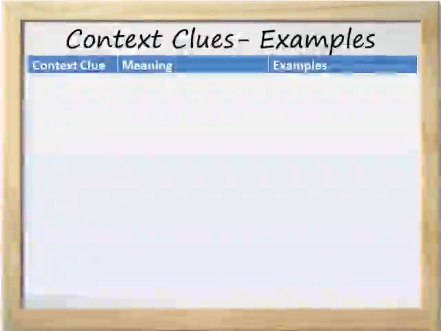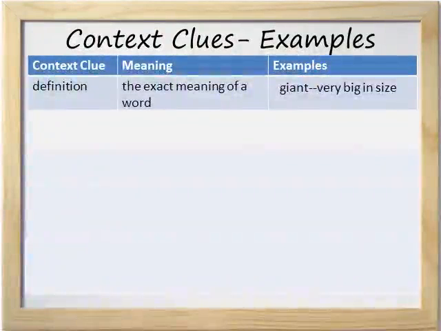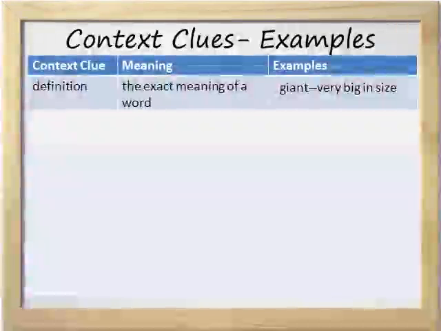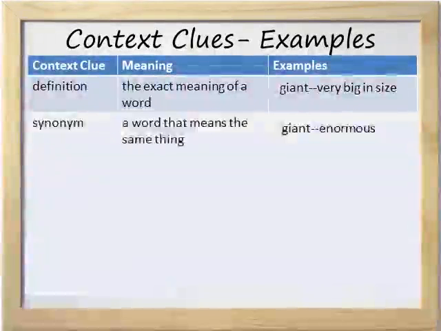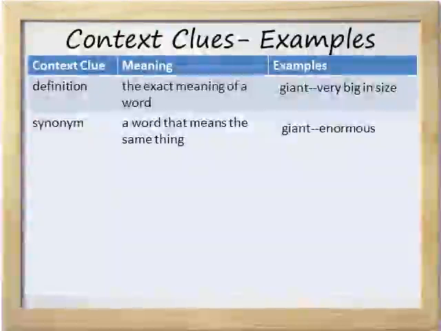Let's look at a few more examples of context clues. So, we remember that a definition is the exact meaning of a word. The definition of the word, for example, giant, is very big in size. How about a synonym of giant? Remember that a synonym is a word that means the same thing. So one synonym of giant is enormous.